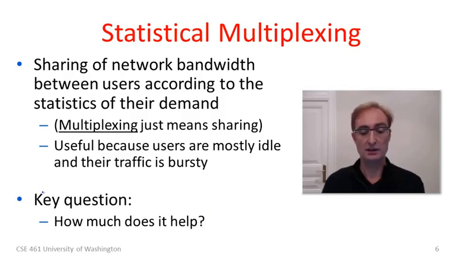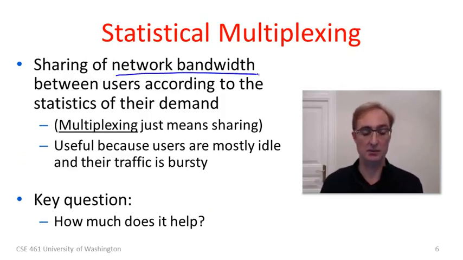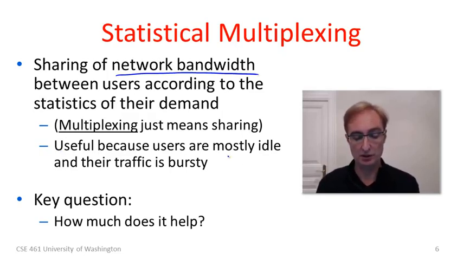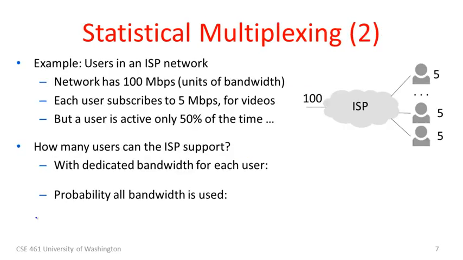Okay, so statistical multiplexing is the sharing of network bandwidth between the different users according to the statistics of their demand. Now, multiplexing is just the networking word for sharing of a resource. Sharing according to statistics is useful because users are mostly idle, believe it or not. If you look at your traffic at a fine grain, you're mostly not using the network. And even when you are, the user's traffic is bursty. It occurs in all sorts of little bursts, such that we can typically have many users using the network together with few ill effects. The key question, though, when we combine many different users onto the one network is how much this helps, how many users can share the network without ill effects.